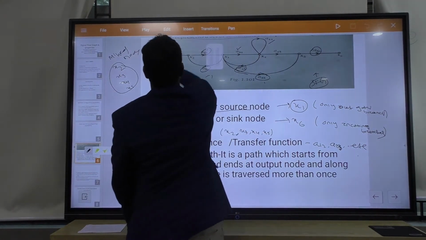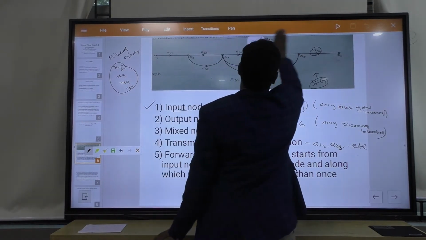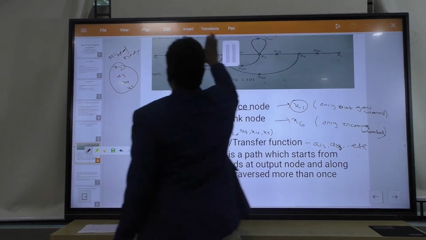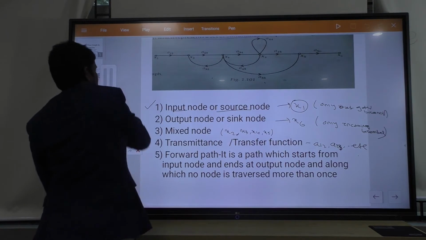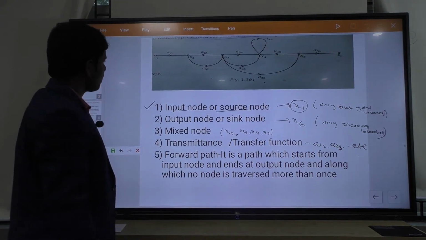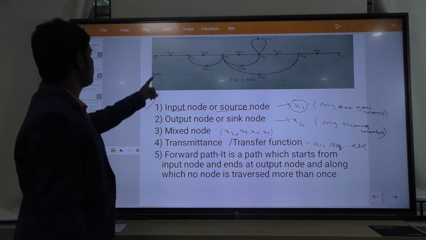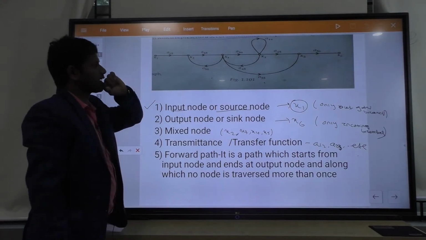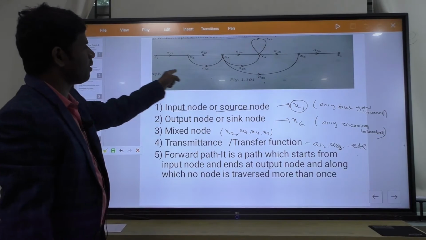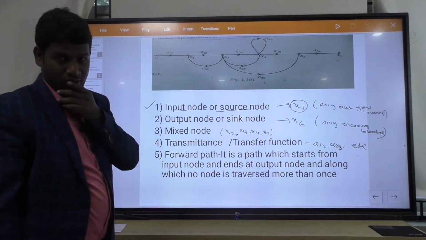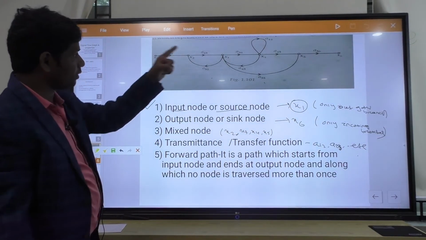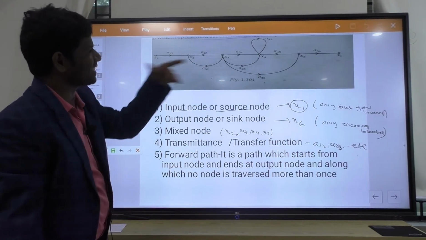Then forward path. Students, you see what is a forward path. It is a very important part of the signal flow graph; these are terms relating to the signal flow graph. Forward path means a path which starts from the input node x1 and ends at the output node x6. It starts from the input node and ends with the output node, from x1 to x6.